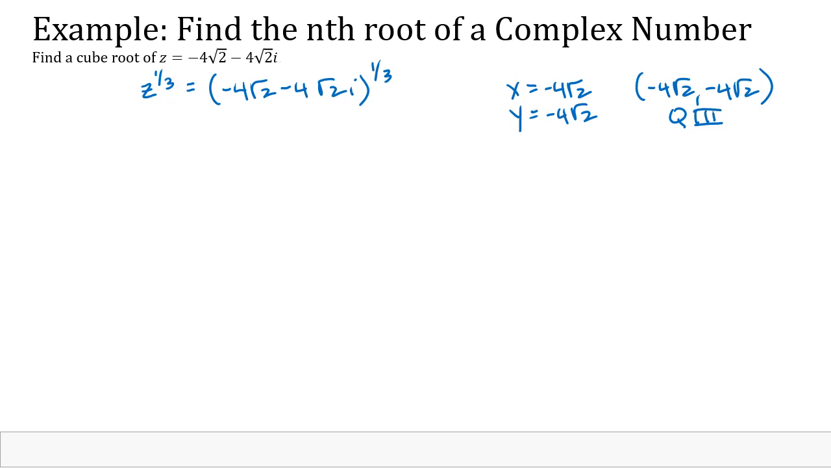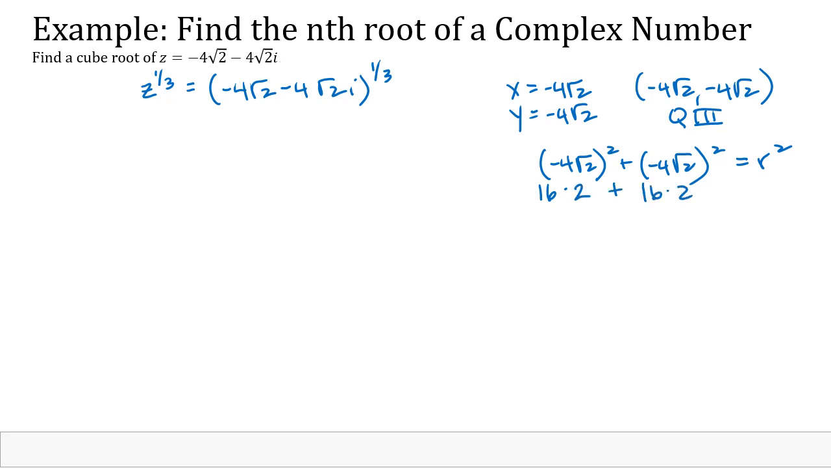All right, so now I want to find r. So I'm going to take -4 times the square root of 2, and I'm going to square it, and then I'm going to do it again, and that's r squared. Now what is -4 times the square root of 2 times itself? Well, it's -4 times -4, which is 16, and square root of 2 times square root of 2, which is 2.